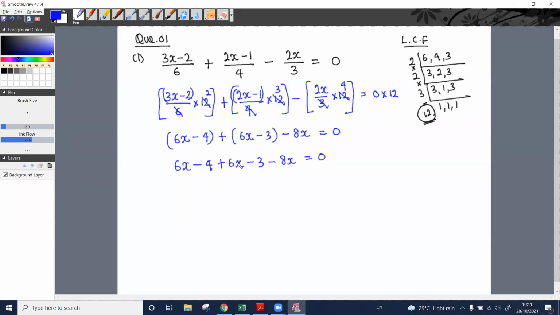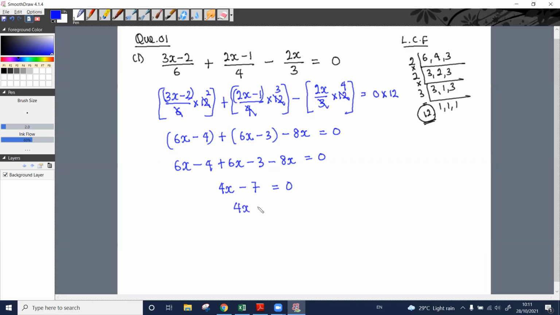So how it should be? Now we need to identify the like terms. 6x plus 6x, 12x. 12x minus 8x, that is 4x. 4x minus 7 equals 0.